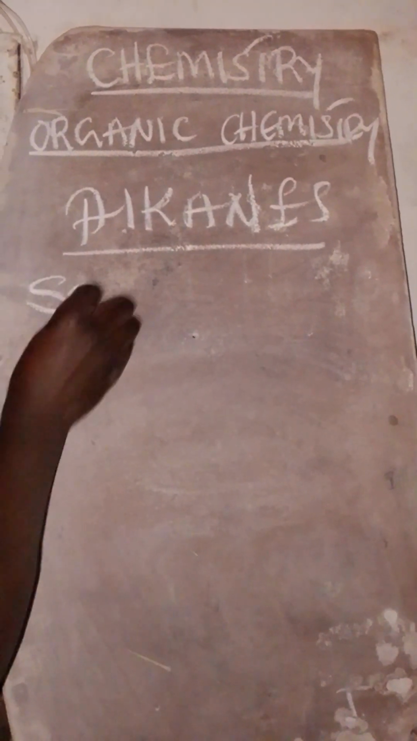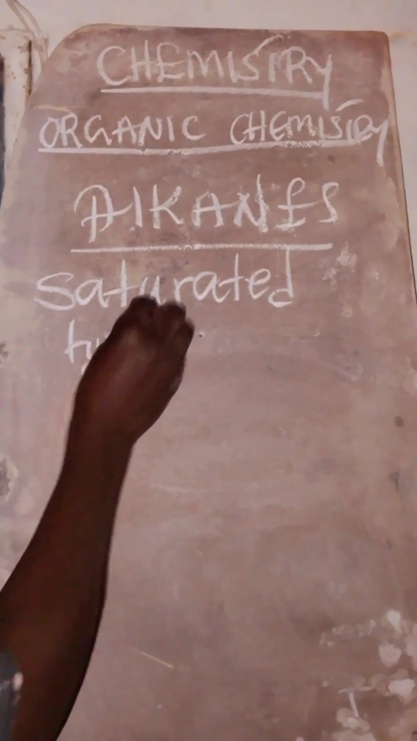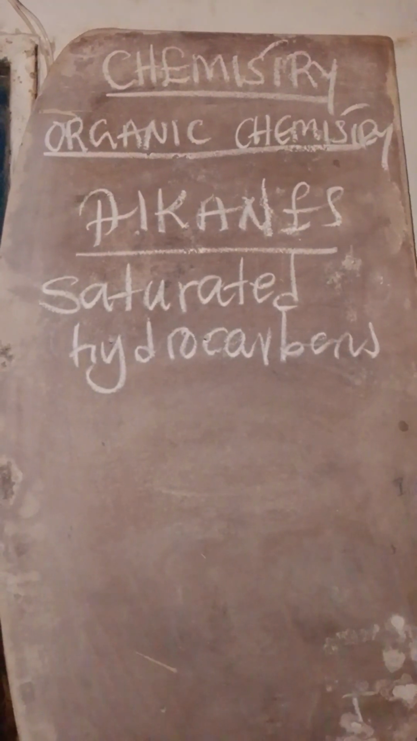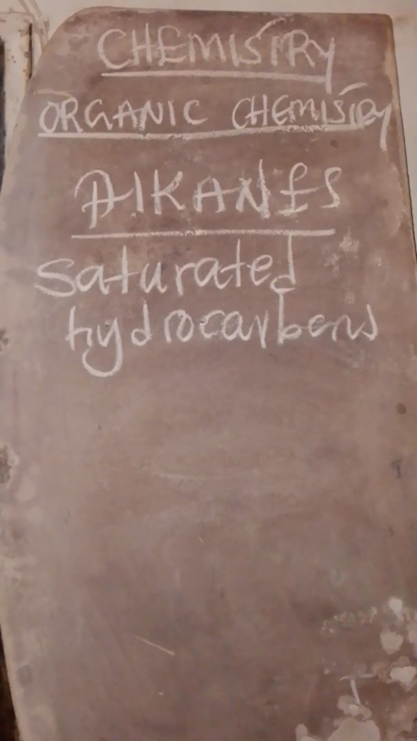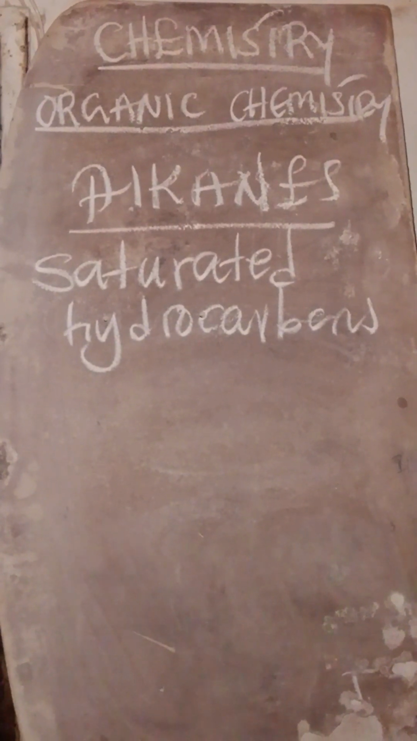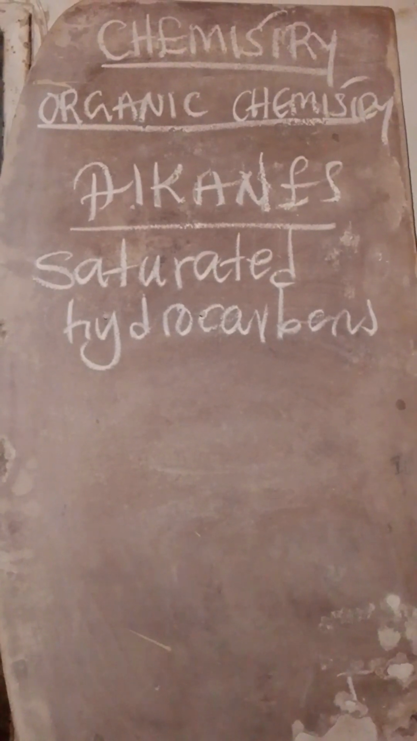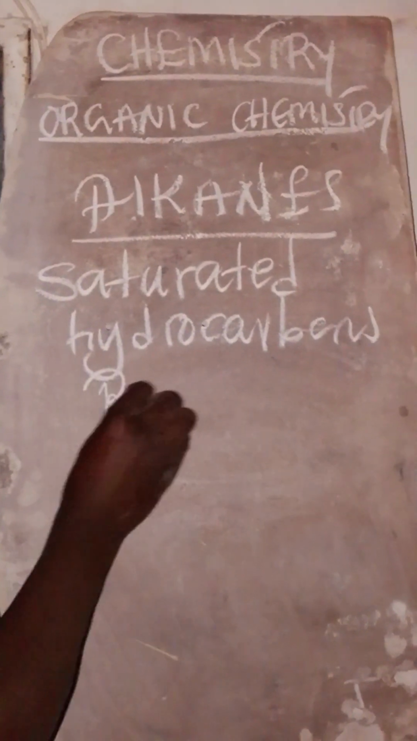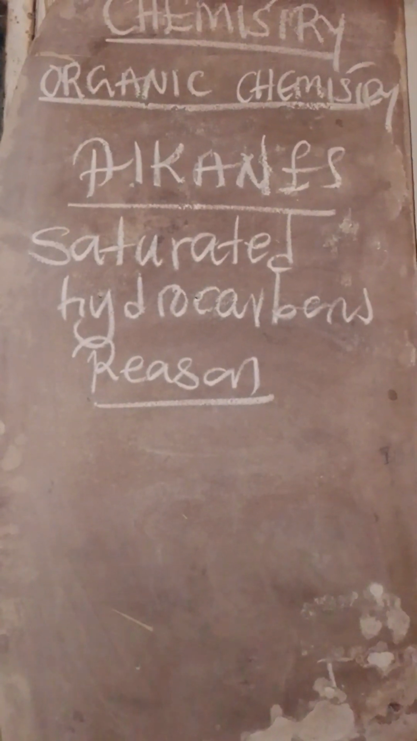Alkanes are also known as saturated hydrocarbons. They're the first hydrocarbons in organic chemistry. Now, you might be asked a question as to why they are called saturated hydrocarbons. This is the reason that you give.